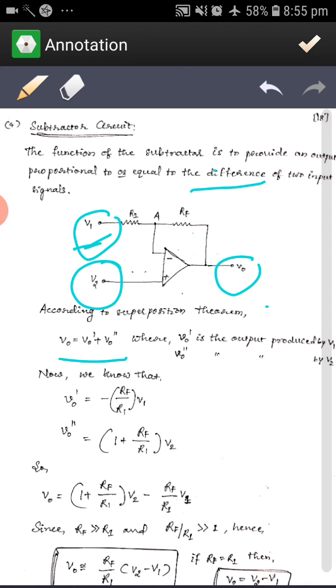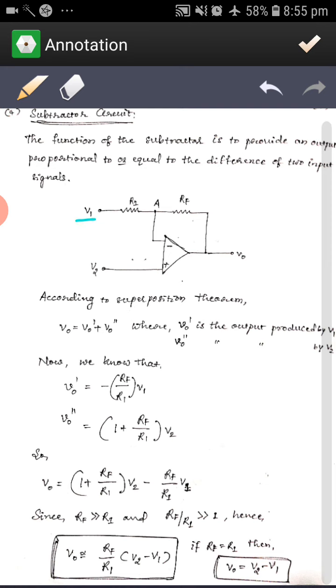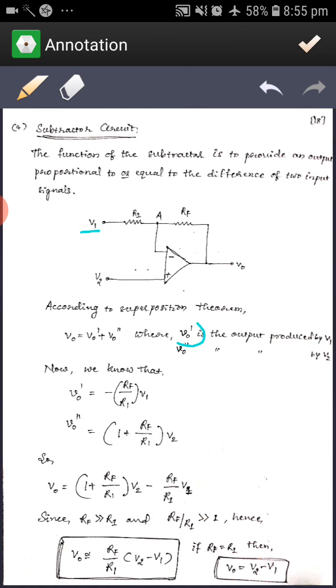Here, according to the superposition theorem, V0 dash is the output produced by V1, meaning in this circuit if I give V1 as input, V0 dash is the output, and if I give V2 as input, V0 double dash is the output. Then V0 is equal to V0 dash plus V0 double dash. Now the individual output V0 dash, with respect to the negative terminal, is minus RF by R1 into V1.